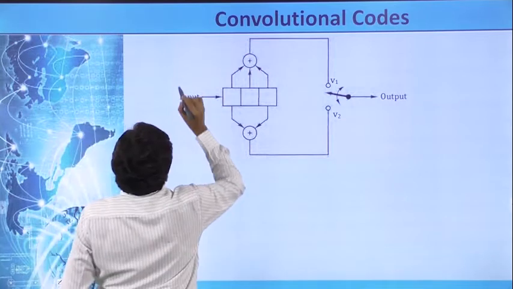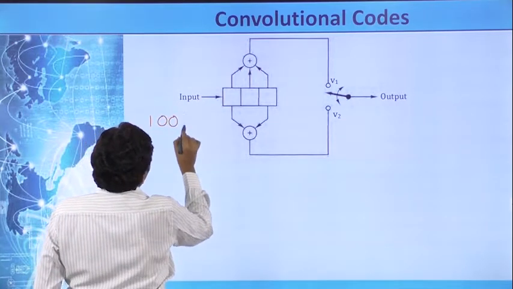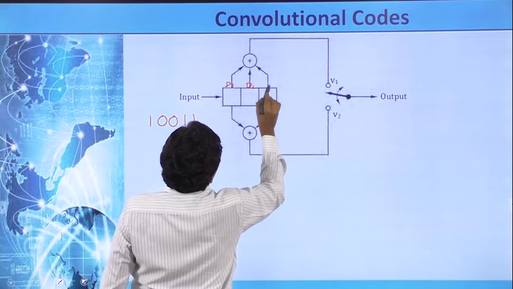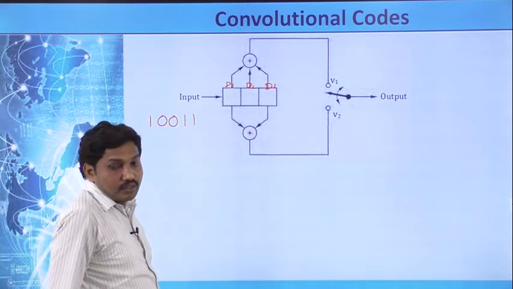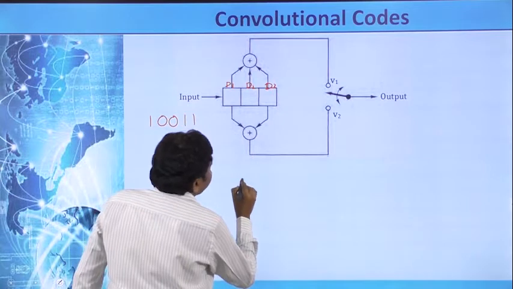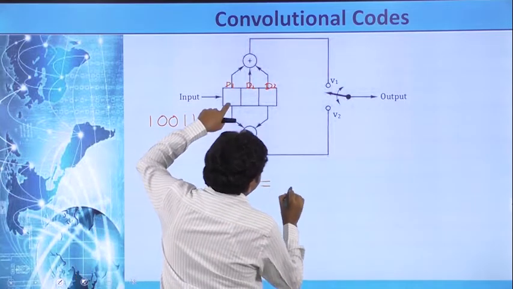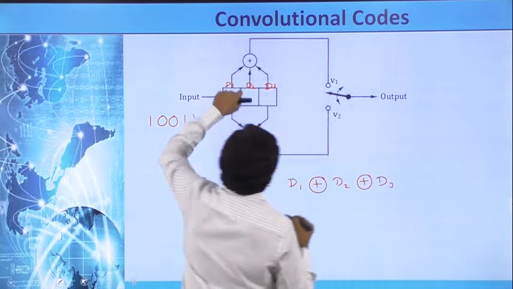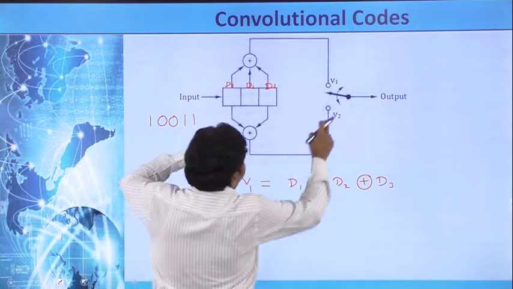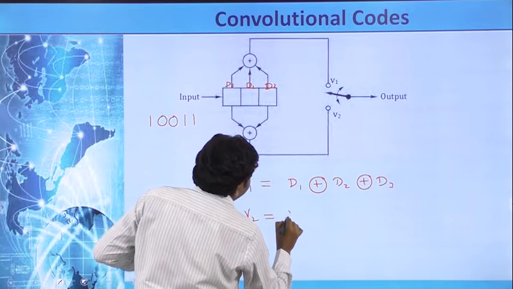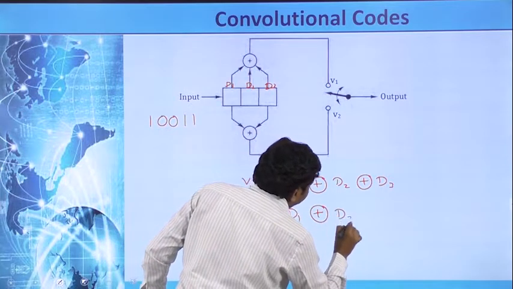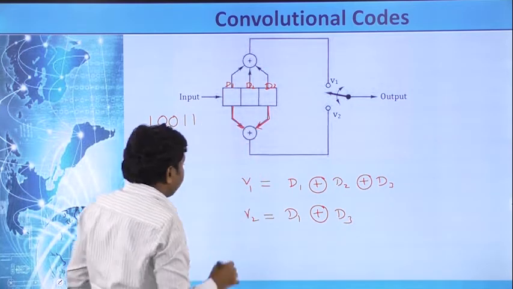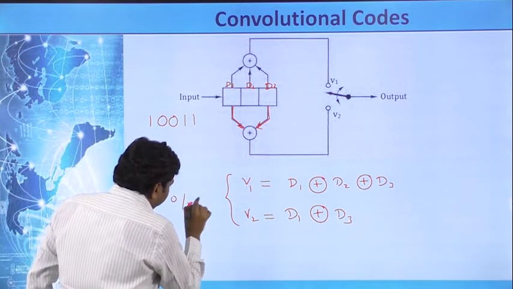Now, so this is the input. The input bits are 10011. So this register is D1, this is D2, and this shift register is D3. So what is the output? V1 is nothing but D1, D2, D3 modulo 2 sum. Similarly, the output V2 equals D1, D3. That is, these two are connected, the first and last. So D1 and D3. These two are nothing but the outputs.